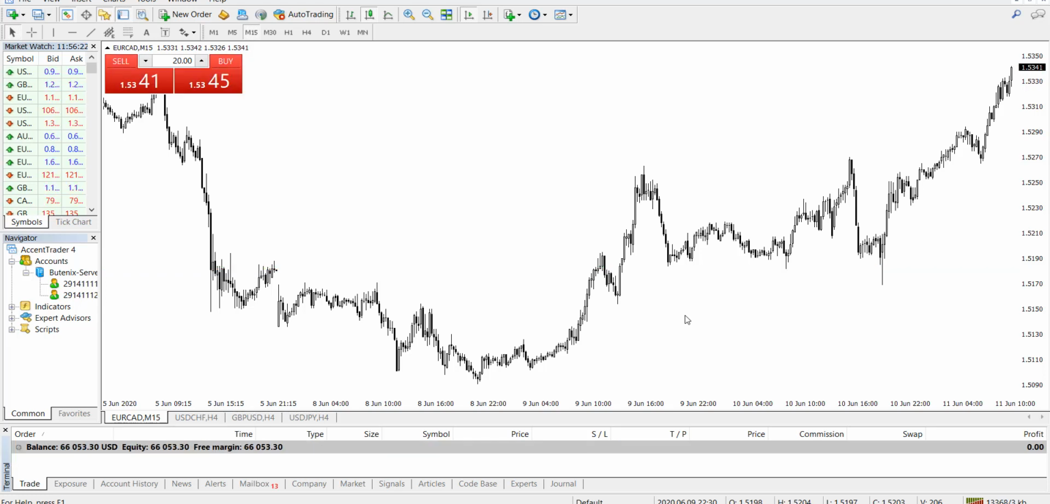Yeah, I think we're going to get there now. There we go. So you can see the market just hit our take profit level. A cool $24,000, taking my account balance to around 66,000. So this is it, guys.